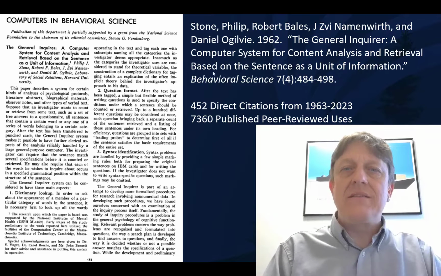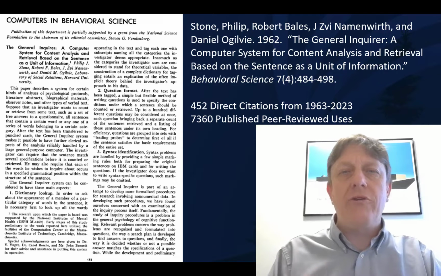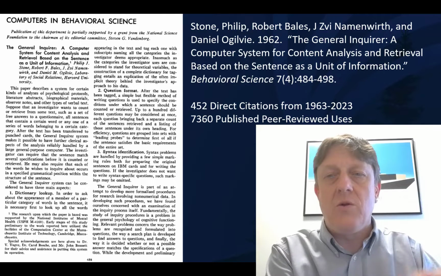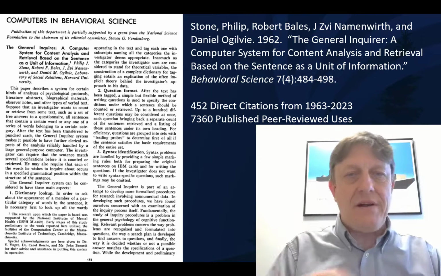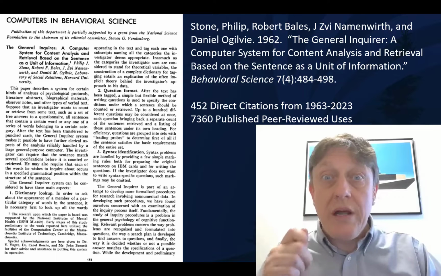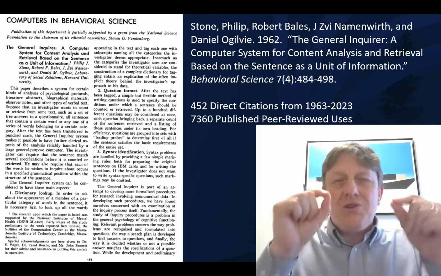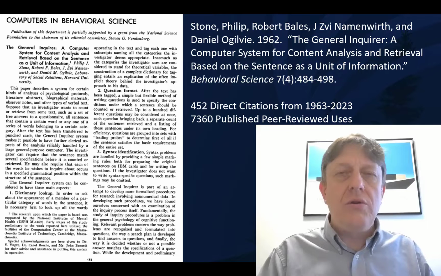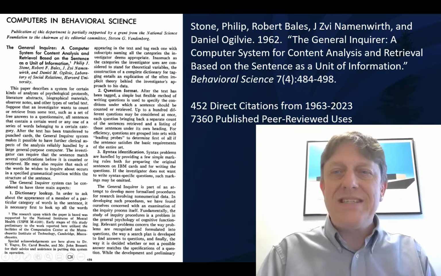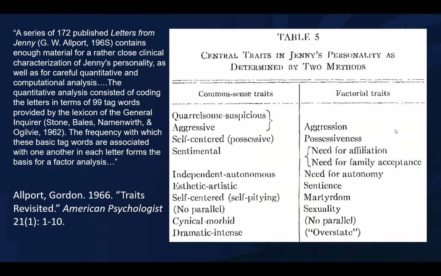And the truth is that the general inquirer system is still around. There are 452 citations to this piece of fundamental work that stretch all the way from 1963, the year after the development of this work, to 2023, the year that I'm recording this video. And those are only direct citations. There are over 7,000 published peer-reviewed pieces of research that use the general inquirer system, which is still around with its Harvard Dictionary, now the Harvard 4 Dictionary.